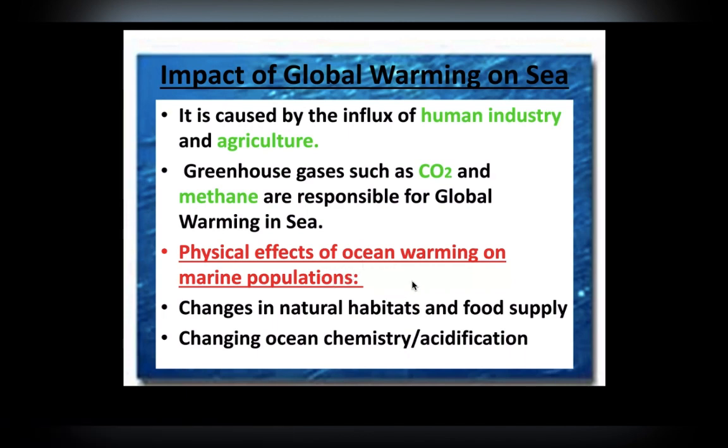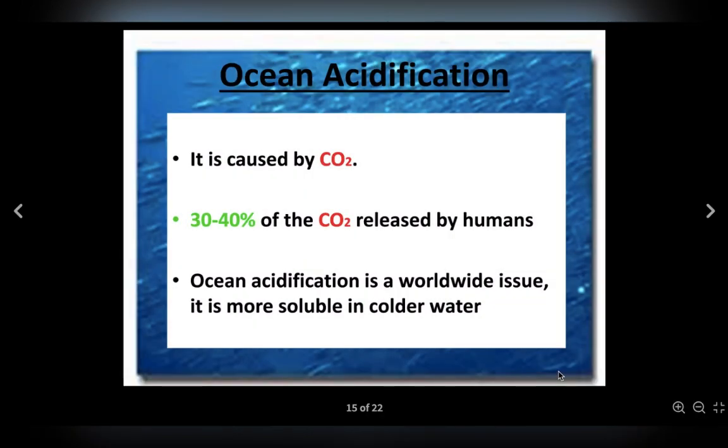There will be changes in the natural habitat and food supply, and changing ocean chemistry, and ocean acidification will occur because there's so much heat now on the ocean. The chemistry of the ocean will change. Ocean that used to be so cool will now be hot or warm. So the acidification will increase. And anything else becomes not properly aligned.